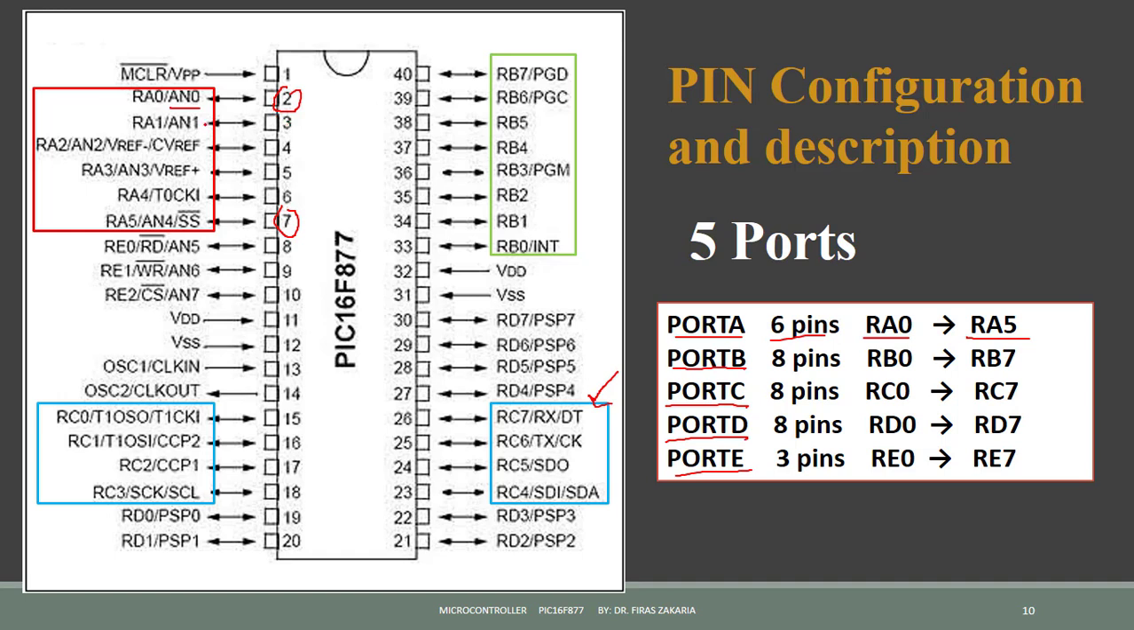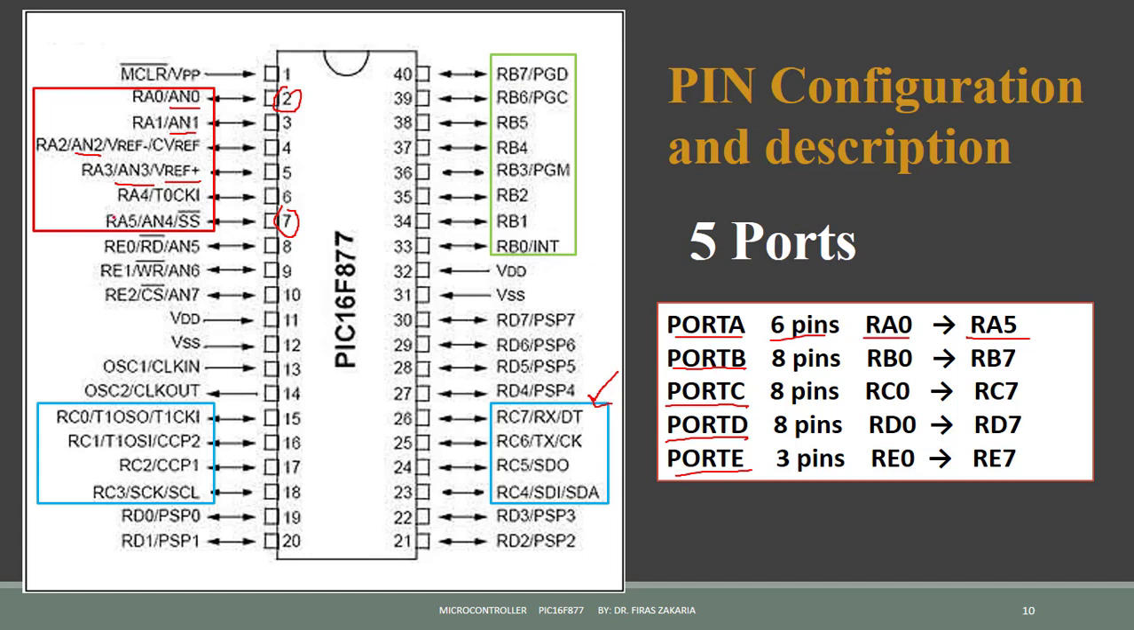Pin 3, RA1, AN1. This can be the analog input 1. Pin 4 can also act as the analog input 2. Also, it can be the negative analog reference voltage. So a negative analog reference voltage can be given to this pin, pin number 4. Pin 5 can also act as the analog input 3 or can act as the analog positive reference voltage.